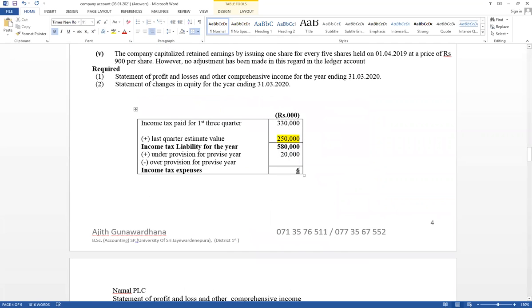Therefore, this is the value 600,000. That is the value that should be considered as expense. Therefore, in the income statement as expense, you have to consider 600,000.